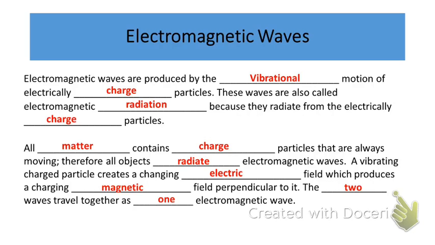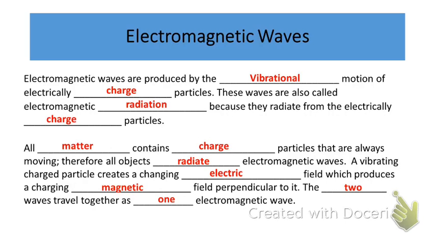Now all matter contains charged particles. You know that because all matter is composed of atoms, which have protons and electrons, which are charged particles. So all matter has charged particles that move, and therefore all matter radiates electromagnetic waves.